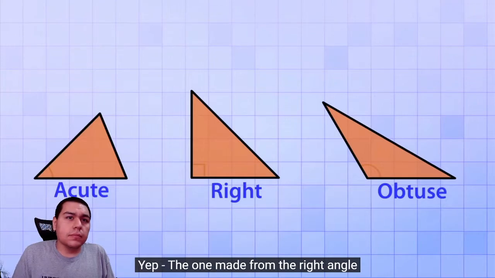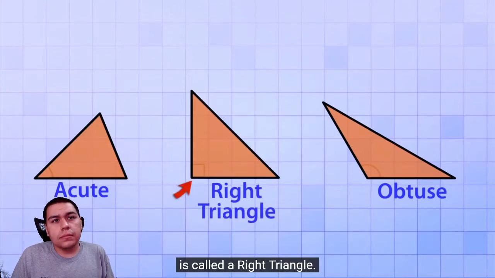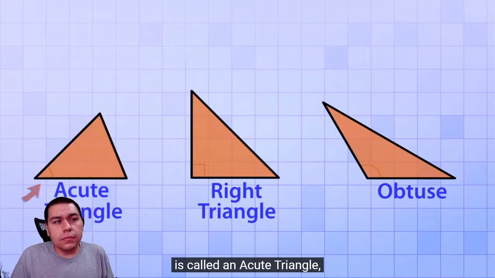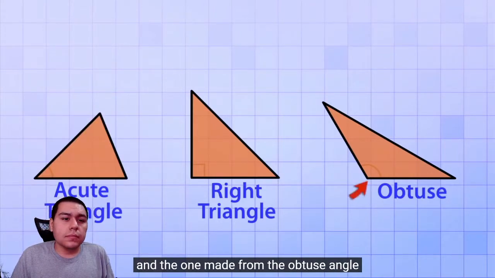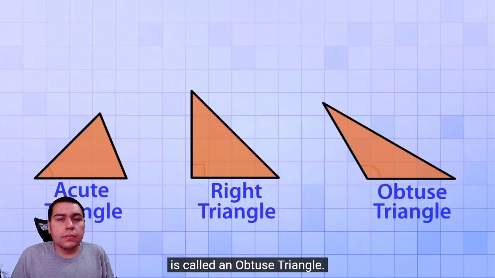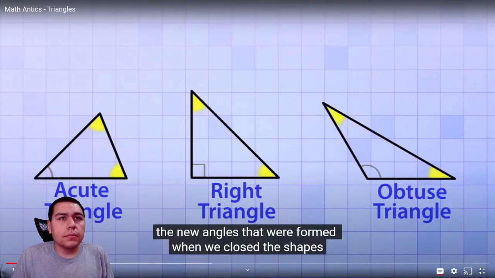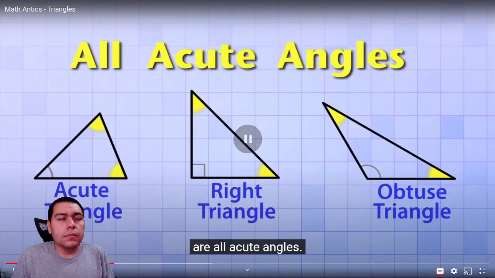Yep. The one made from the right angle is called a right triangle. The one made from the acute angle is called an acute triangle. And the one made from the obtuse angle is called an obtuse triangle. So that's simple enough. But notice that for each of our 3 triangles, the new angles that were formed when we closed the shapes are all acute angles.